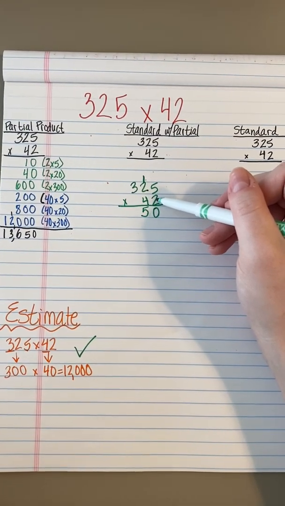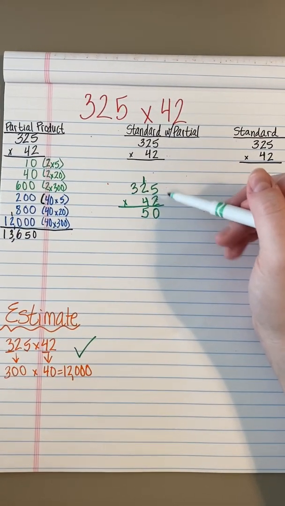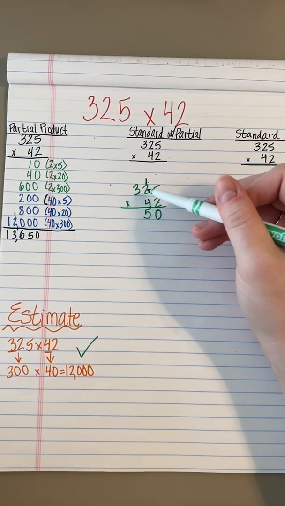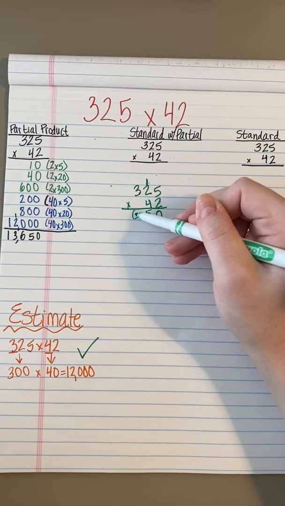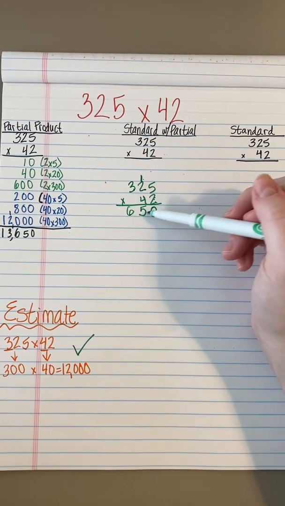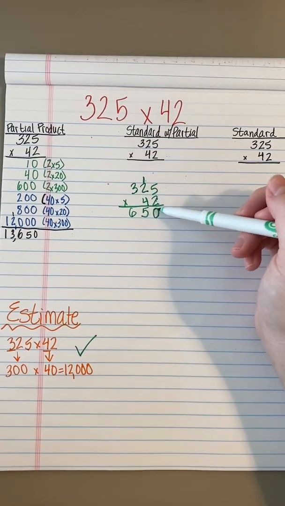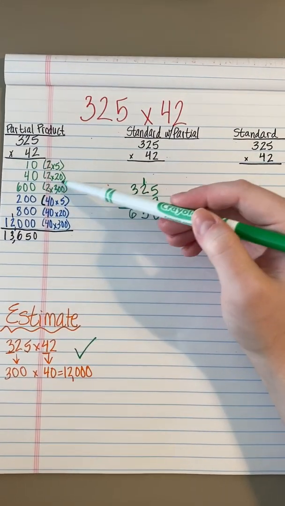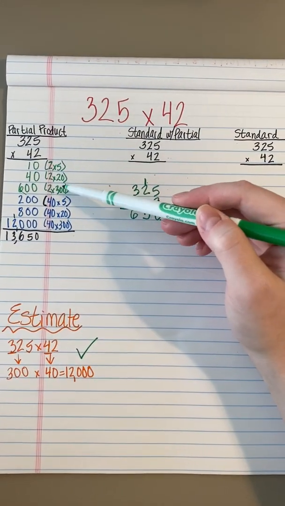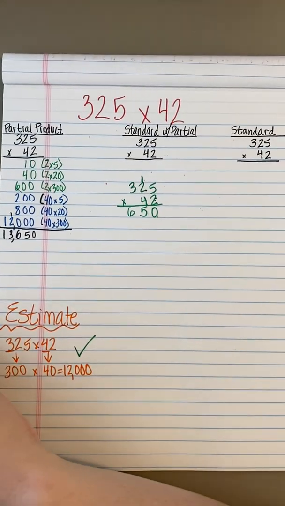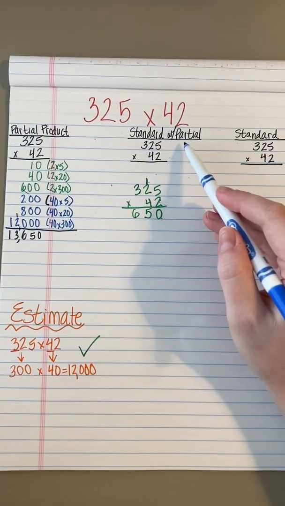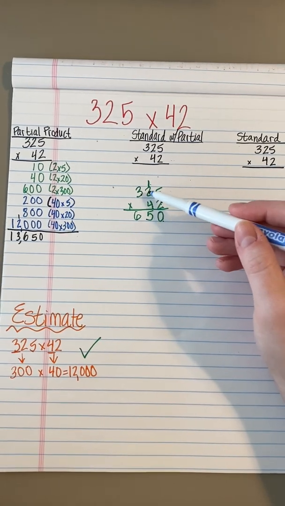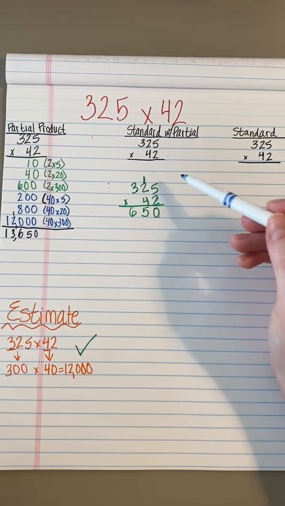Then I have 2 ones times 3 hundreds. Ones times hundreds is hundreds. 2 times 3 is 6. So I have 6 hundreds. So total 325 times 2 is 650, which is what we would get if we were to add these 3 numbers together. So now moving on to the partial product part of this problem, doing 4 tens times 325.